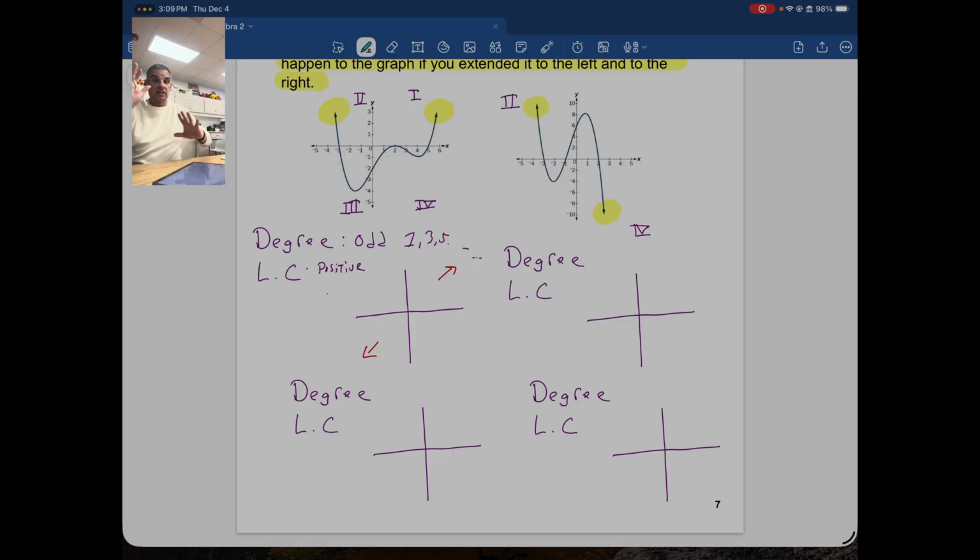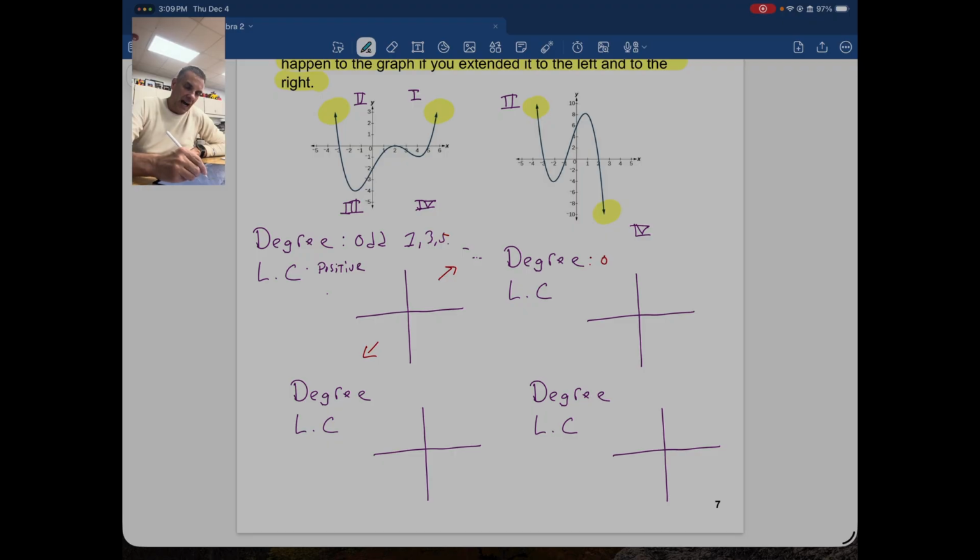You can do different things. It's not going to be a line. It might be like this. It might be like this. It could be a bunch of different things. But it's always going to start in the lower left-hand corner and end in the upper right.